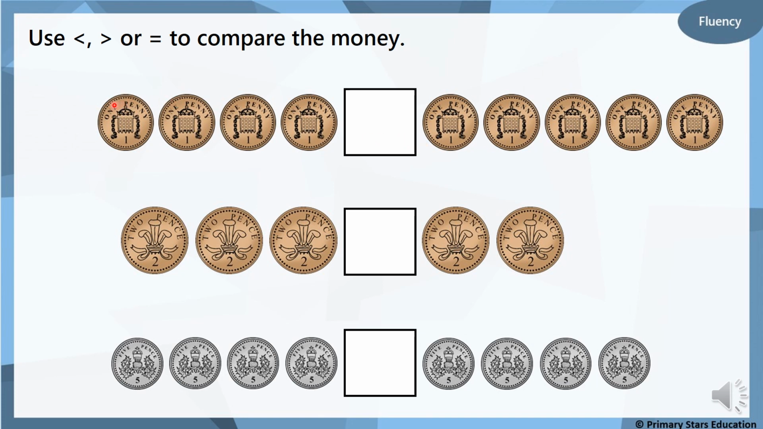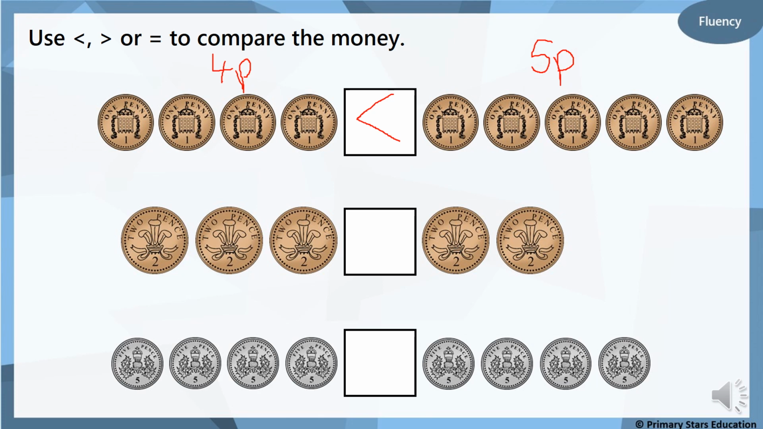So you're going to count up each side. So let's count over here. 1, 2, 3, 4. We've got 4 pence over here. I'm just going to write that above to help us remember. Let's count up how many pence we've got over here. 1, 2, 3, 4, 5. We've got 5 pence over here. And we want that big greedy crocodile to eat the bigger number. So we're going to say that 4p is less than 5p.